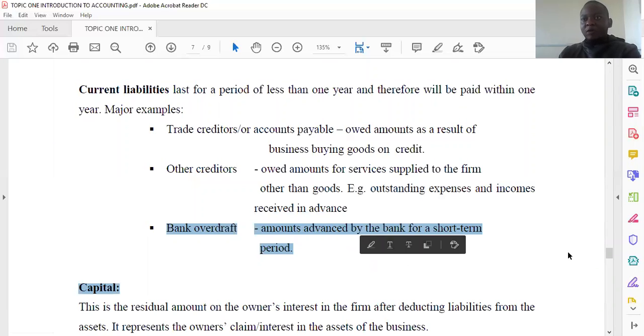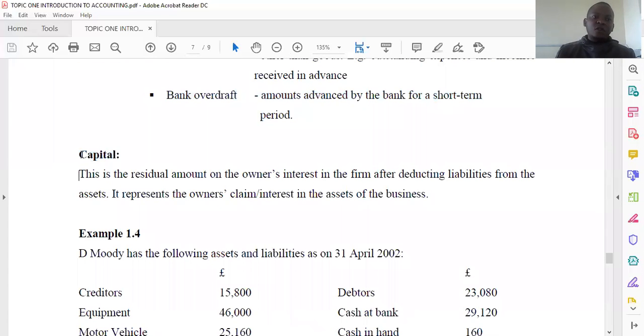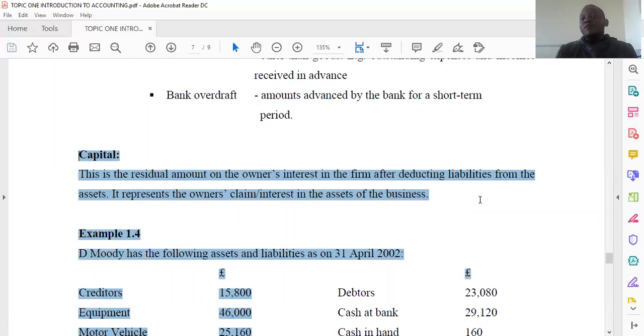A good example of a bank overdraft currently is Fuliza, whereby the bank allows you to spend more than what is in your account. An overdraft. So you have a negative balance in your account. A good example is Fuliza. And then you have capital. It's obvious that capital is a claim by the owners of the business.